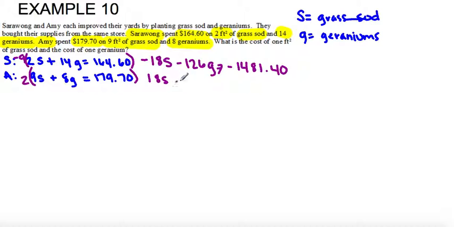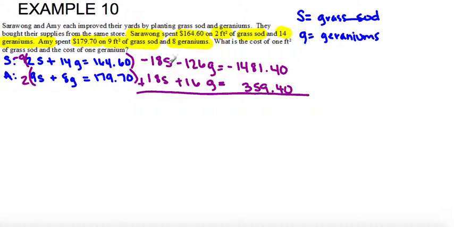2 times 8 is positive 16G, equals 2 times 179.70, which is 359.40. So I have to add the two equations together.